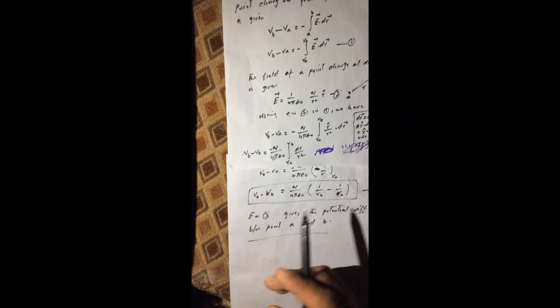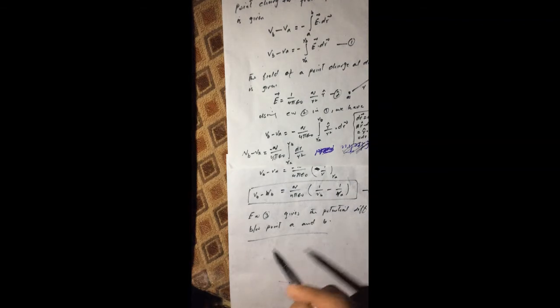But we know that the potential is independent of the path. So this equation 3 holds for any path between these 2 points A and B. So if the path is curved, then we have the same results given by equation number 3.